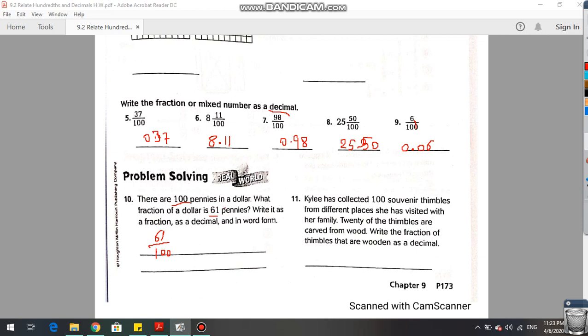Write it as a fraction, as decimal, and in a word form. Okay, I wrote it as a fraction. As a decimal, it's gonna be 0.61. And in a word form, it's gonna be 61. 61 what? Hundredths.